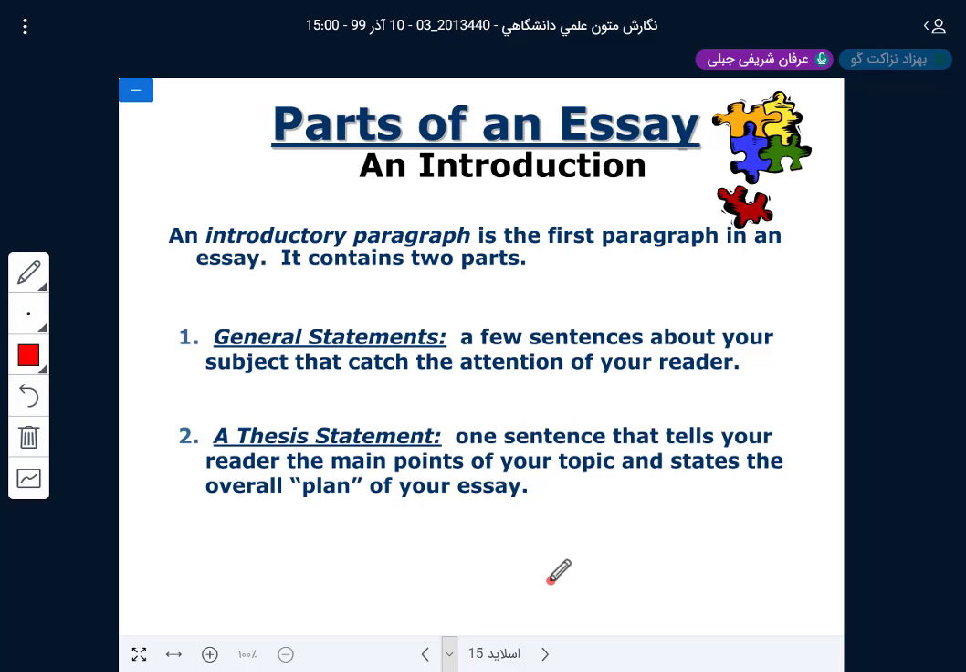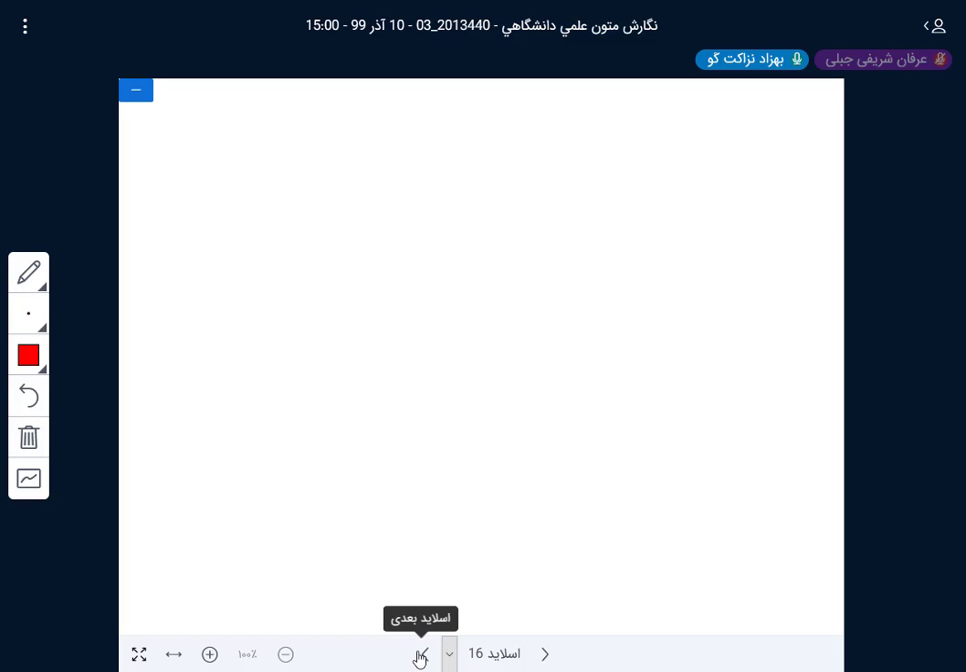Two, a thesis statement, one sentence that tells your reader the main points of your topic and states the overall plan of your essay. It states the overall plan of the essay. Very good.